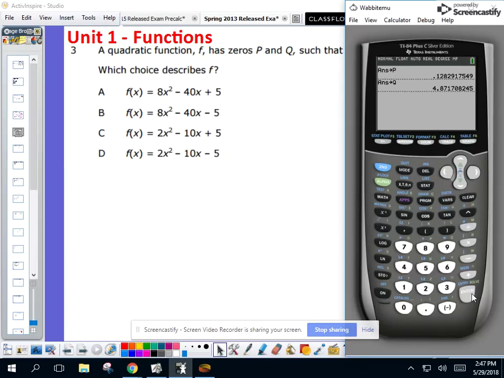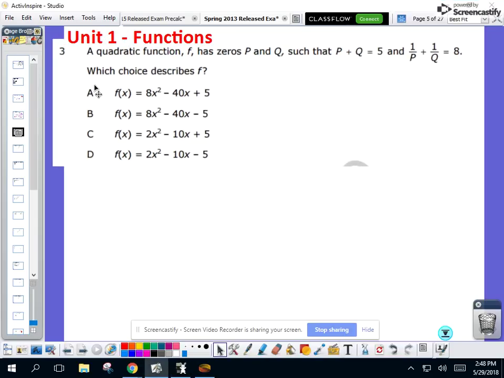Now I can go ahead and work with those operations from the question straight from the calculator. The first one was p plus q. So let's see if that equals 5. Alpha p plus alpha q equals 5. So far, so good. Now let's see if the second function is true. I like to hit alpha y equals to create that fraction feature, 1 over p plus 1 over q. If this is equal to 8, then we only had to do one guess and check. And there you go. So choice A is the correct answer here.